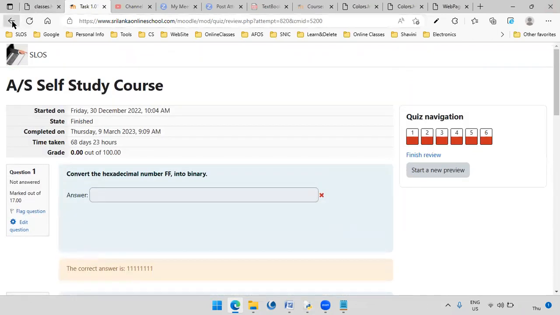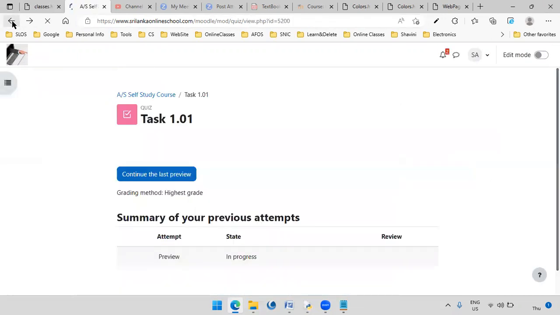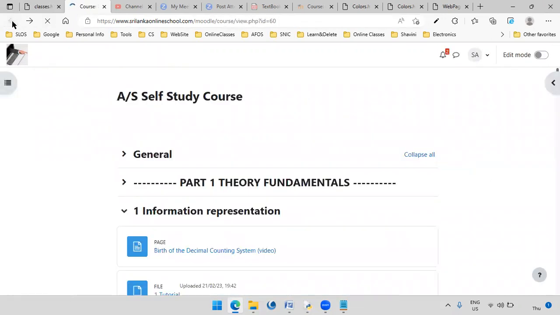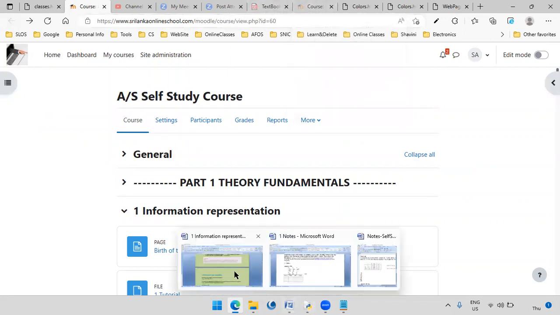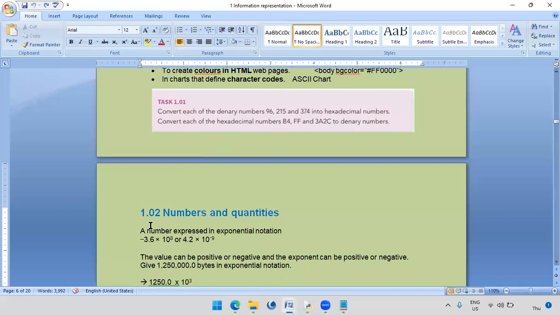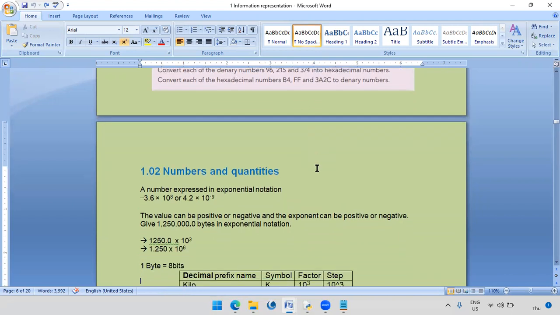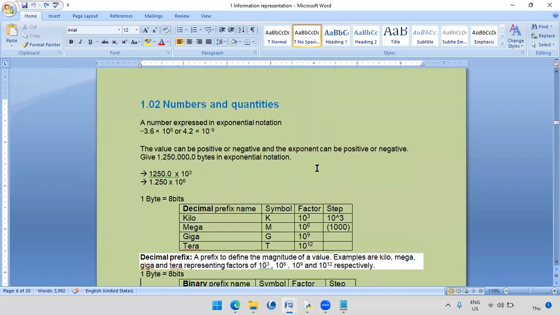I hope you will enjoy doing these quizzes. I know children like quizzes, just normal exercises. Right, back to the lesson. Then here is task 1.01, we have to do and submit and get the results ourselves. 1.02, numbers and quantities.